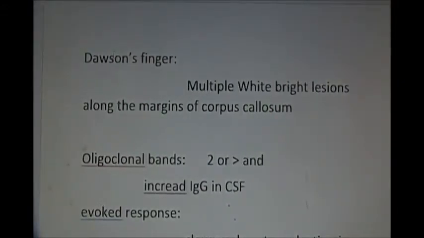So what is a Dawson's finger? Dawson's fingers appear on MRI on a sagittal section. And what is the sagittal section? That divides the body into two equal parts, right and left. So on MRI, there appear multiple white bright lesions along the margins of the corpus callosum. This is very important diagnostically, because this is the area that is spared in cerebrovascular diseases. So there is no cerebrovascular lesion. So the lesions present here are very important.